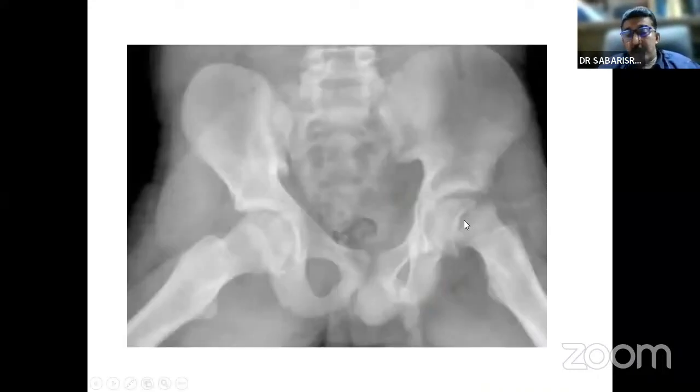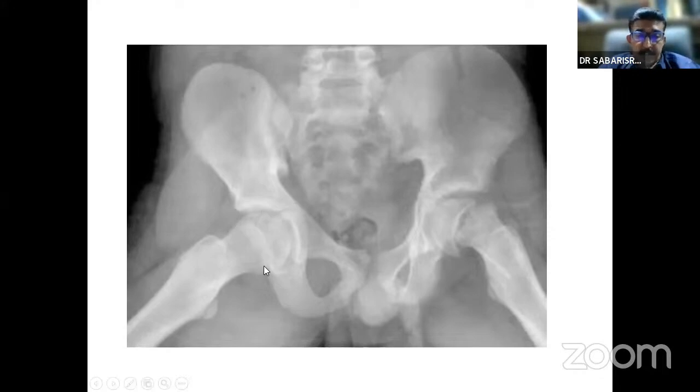So here you can see that on the right side it's normal, whereas on the left side you can see a slipped capital femoral epiphysis. So the radiological features are very evident here. You can see widening of the physis, and that is one of the earliest findings in slip. So widening and rarefaction, and this is Klein's line. When you draw a line along the superior border of the neck, here it is cutting, here it is not cutting.